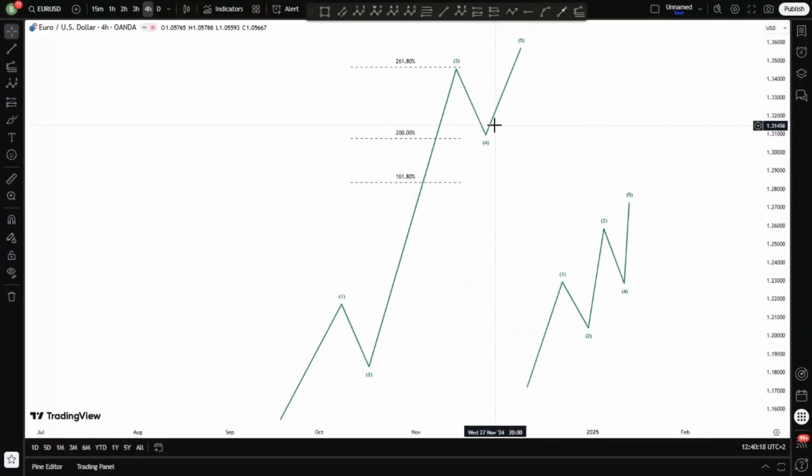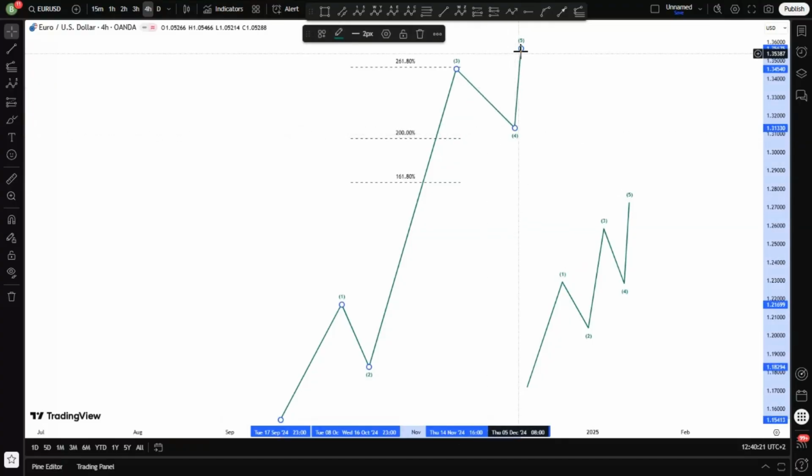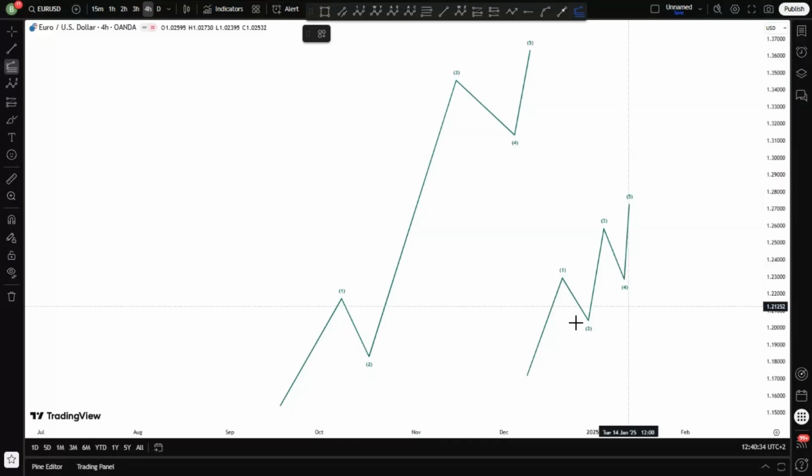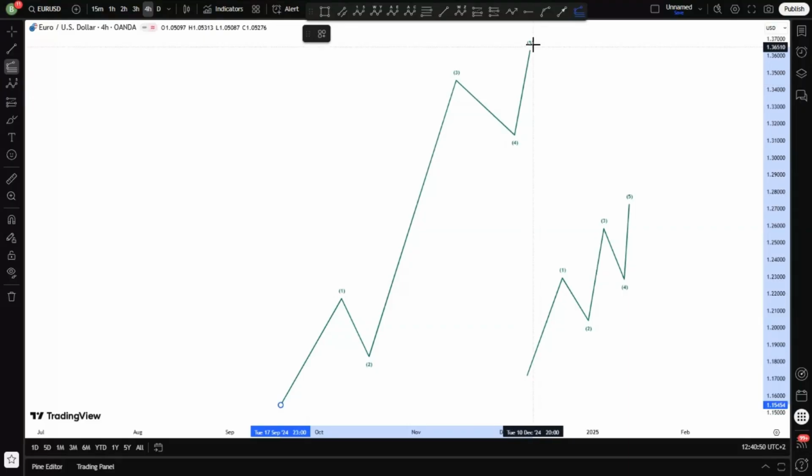And then again, to measure wave 5, we apply the same scale. It's the same thing, but in this case, we measure from the start of wave 1. Before, we measured the correction of wave 2 to find wave 3. So in this situation, to find wave 5, we need to measure the retracement of wave 4. This will help us to find wave 5.